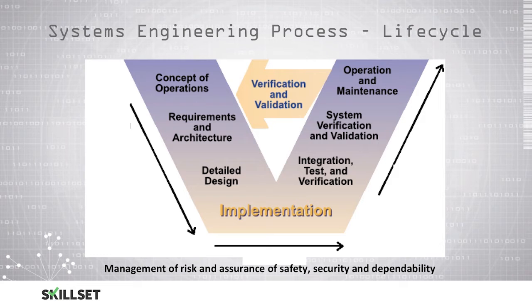Once the operation of the system begins, we would then have to maintain the system and make sure that it is working properly. We would accomplish this through verification and validation. And since it is a life cycle, this cycle would repeat itself as we need to add new items to the system or replace the system. We would move back to the concept of operations and then flow through the cycle again. It is very important that we use this system's life cycle to make sure that we can manage our risk and assure the safety, security, and dependability of our system.